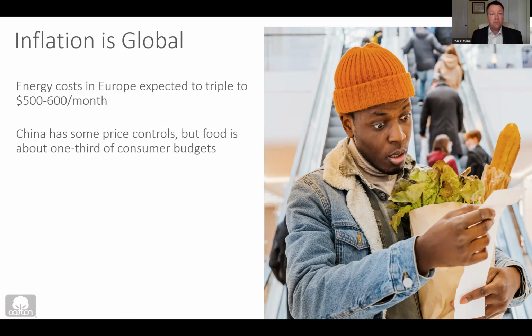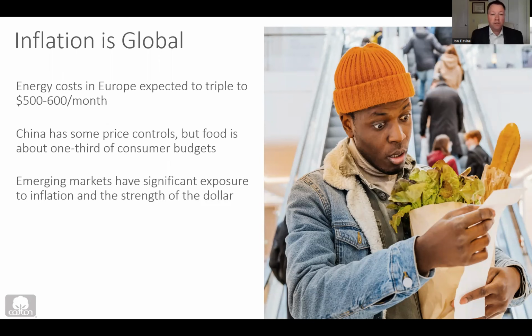We take a look at some of our more developing markets. They have a much higher share of their budget that goes to food. So China has some price controls which will help mitigate effects, particularly as it relates to energy. But for their food costs, food represents about 1/3 of their budget over there. So any inflation on the food side is going to have a big effect on consumer markets that are further back on the development scale, such as China.